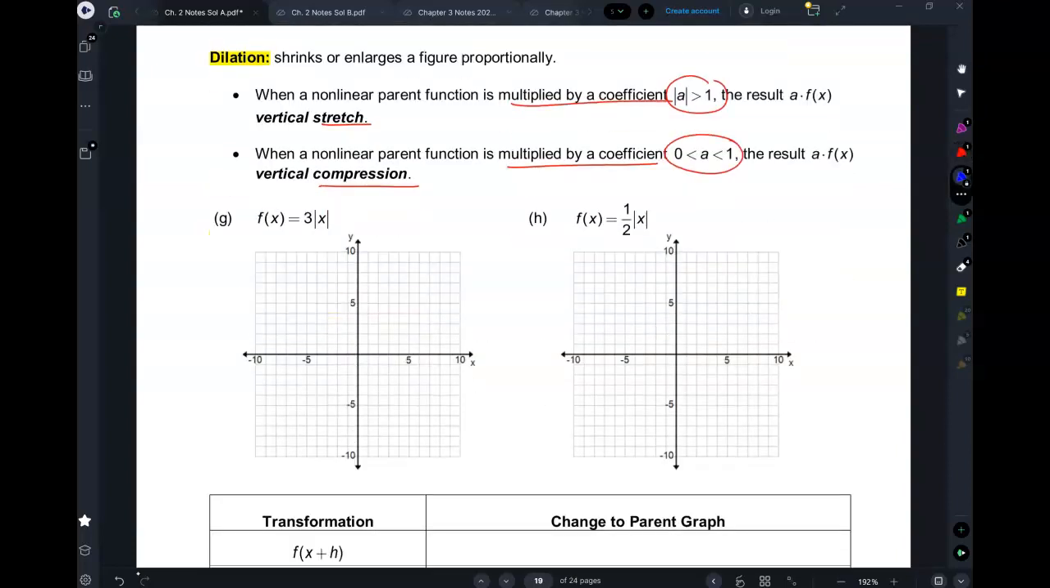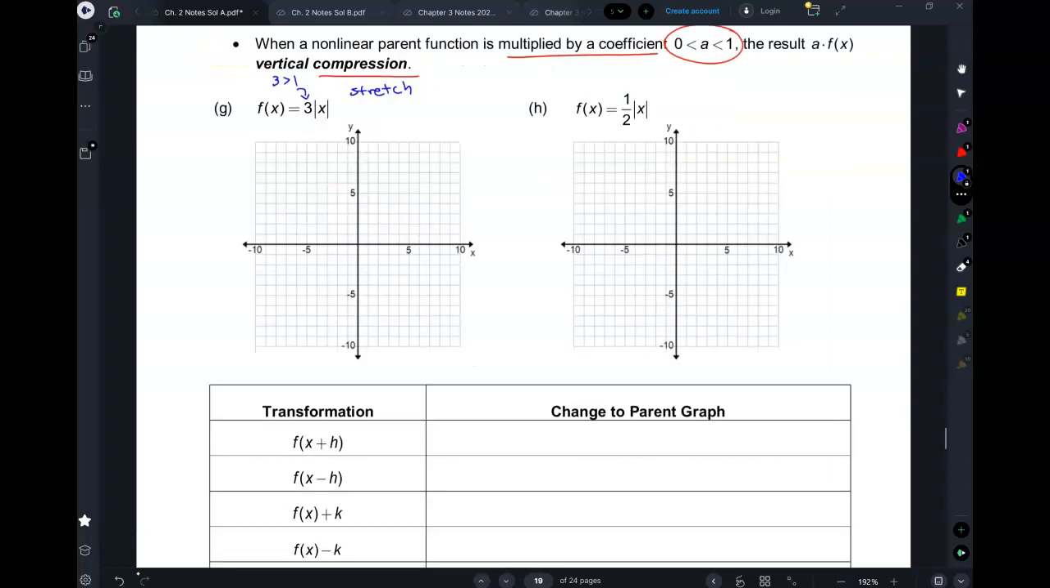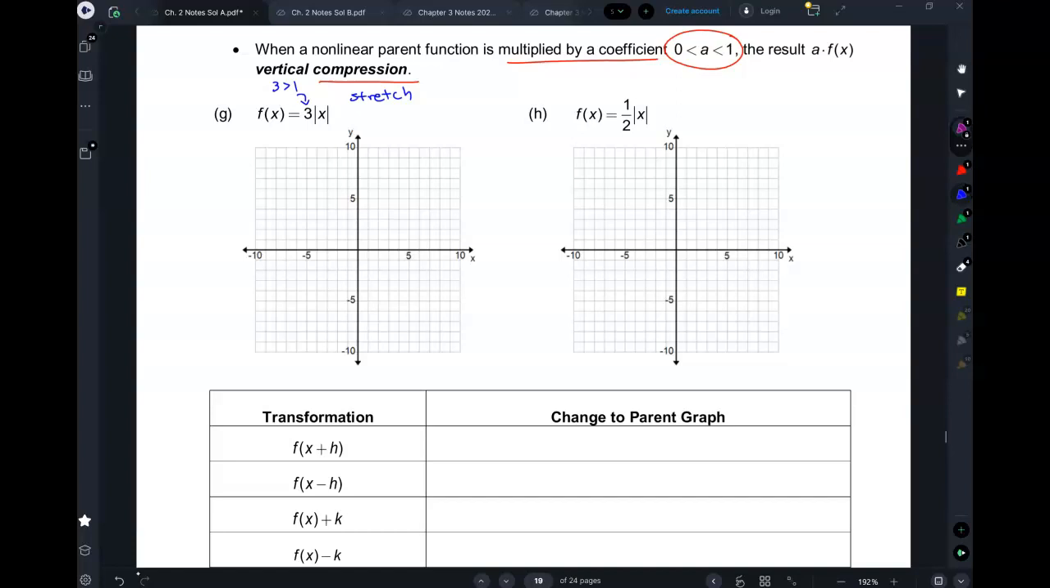So take a look at here. You see that number 3 is greater than 1? So this is a stretch. Okay? So, what's the vertex going to be here? 0, 0. This time, slope is 3 over 1. So I'm going to go up 3 over 1, up 3 over 1. Boom, boom.